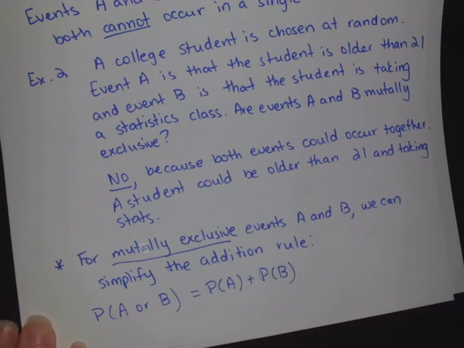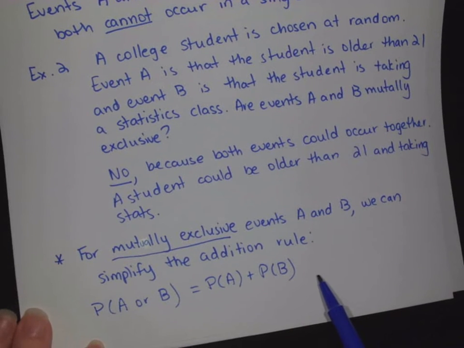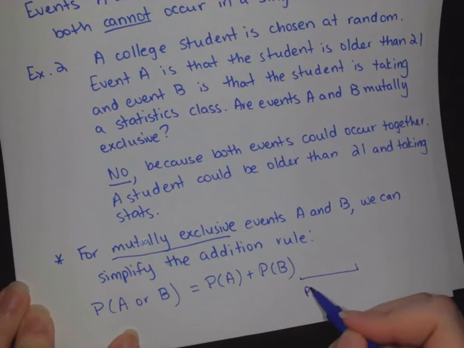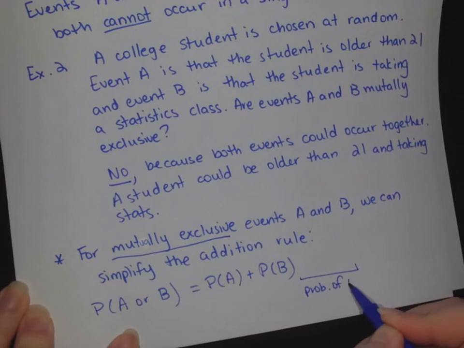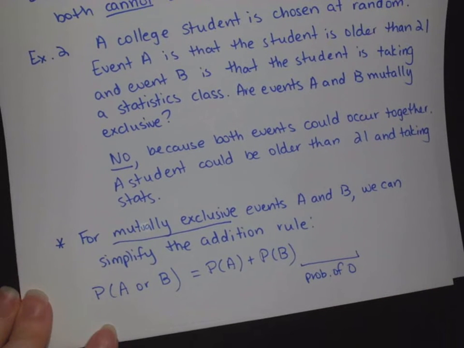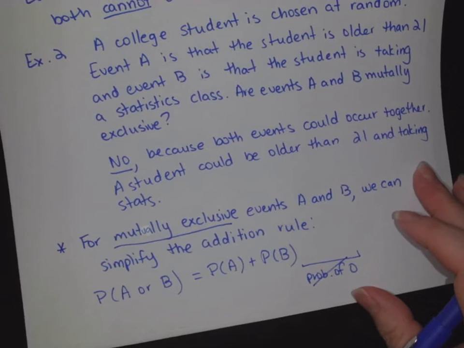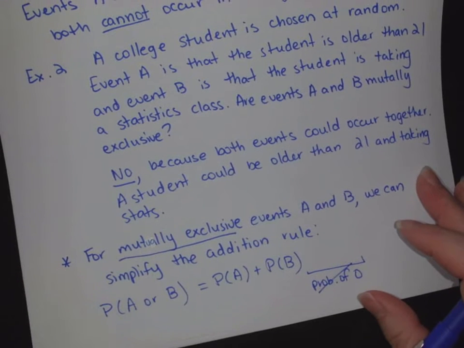And think about why that is, though. It's because you don't need to subtract off the probability of both, because that can't happen, and so this part that would normally be here would have a probability of 0. That's why you're allowed to drop it. You don't really need to write that. I'm just trying to explain why it is the way that it is.